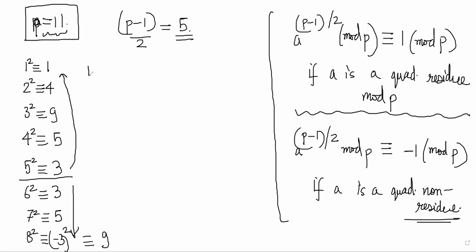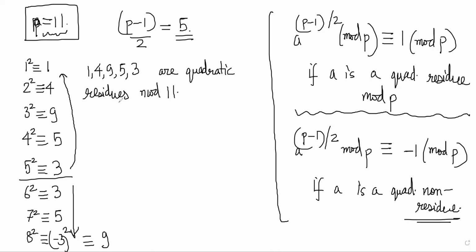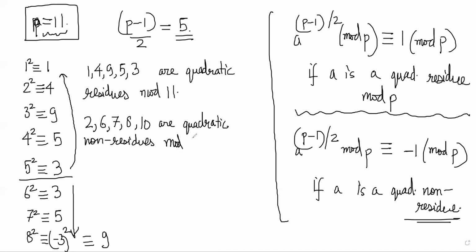So basically we have found out that 1, 4, 9, 5 and 3 are quadratic residues mod 11, right? And what are the non-residues? 2, 6, 7, 8 and 10 are quadratic non-residues, right? Mod 11.